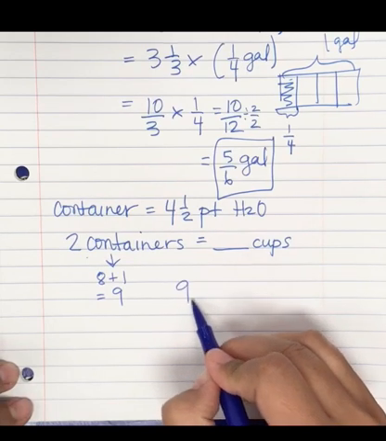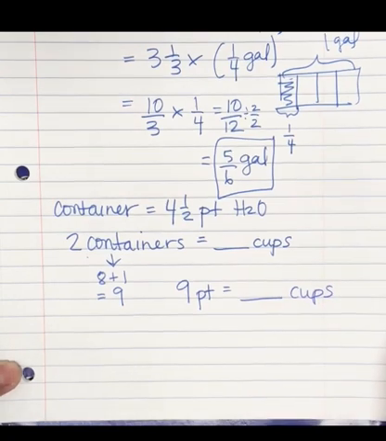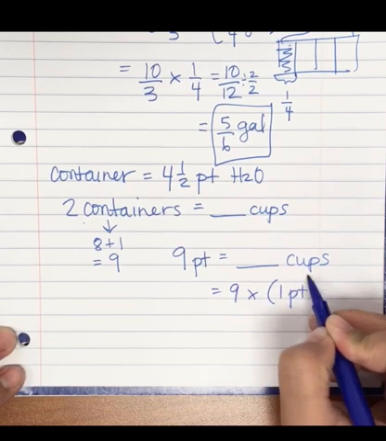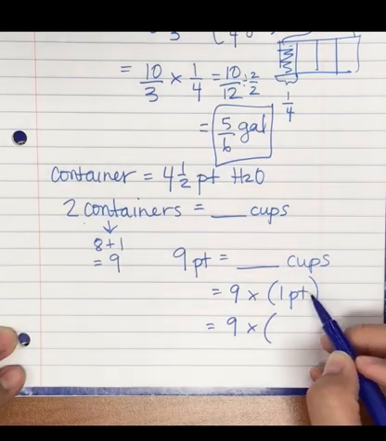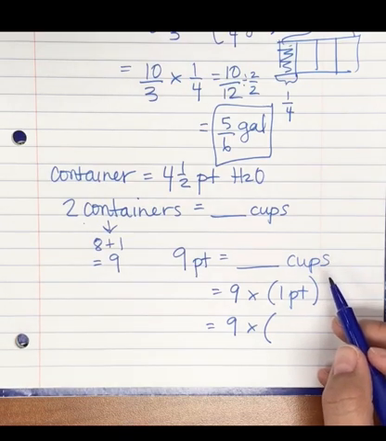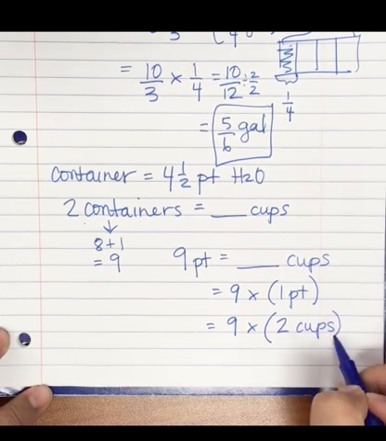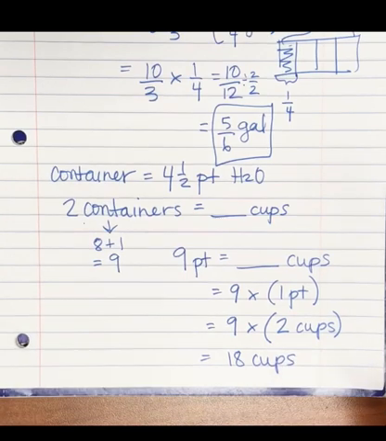So we have 9 pints equals how many cups? And then 9 times 1 pint, and then 9 times, so 1 pint is how many cups? And we know that there are 2 cups in a pint. So 1 pint is 2 cups. And then you just multiply. 9 times 2 is 18 cups. All right, so 2 containers can hold 18 cups.